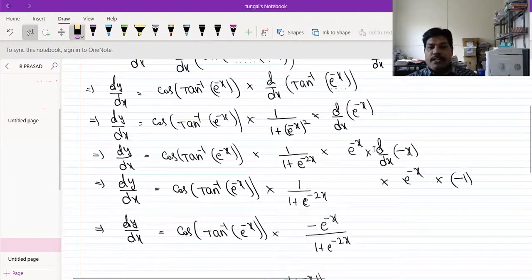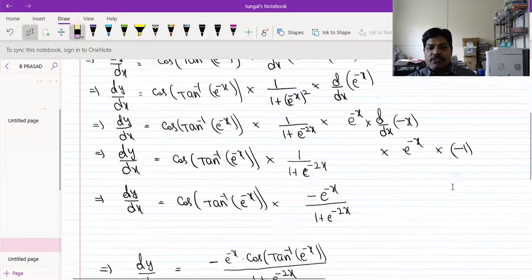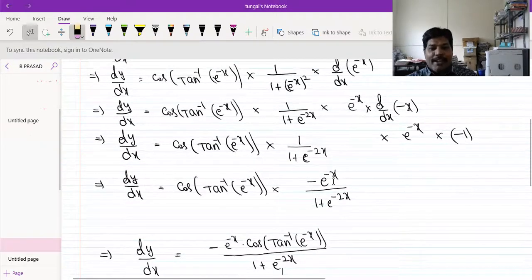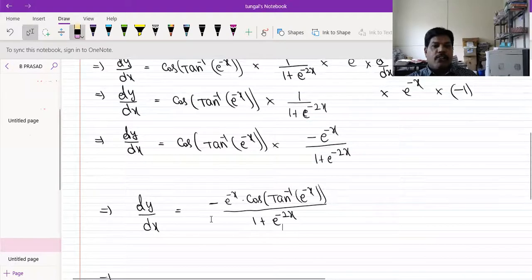So you will get e power minus x into derivative of minus x. Minus x derivative is minus 1. Automatically it will become minus e power minus x by 1 plus e power minus 2x. So finally you will get the answer: minus e power minus x into cos of tan inverse of e power minus x by 1 plus e power minus 2x.